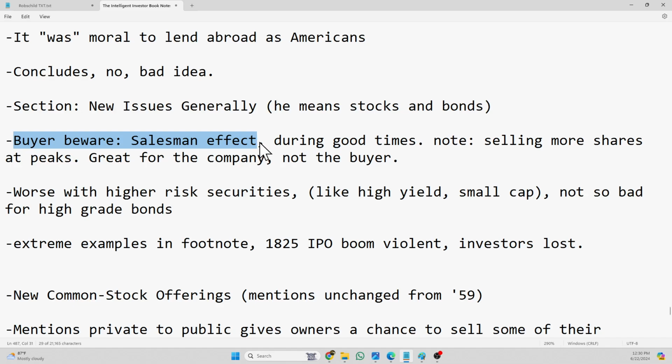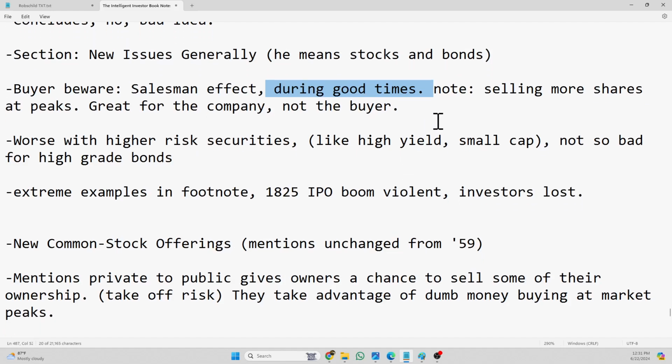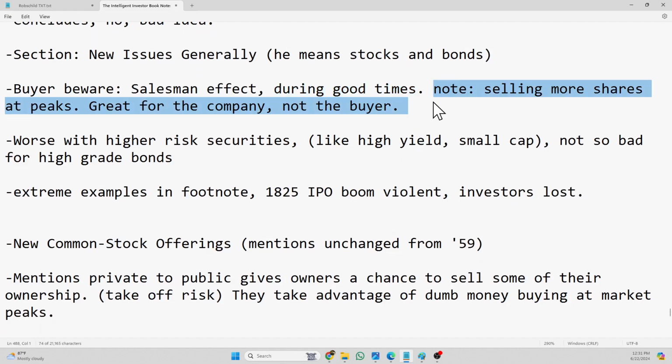People get all excited. You see it on the news, Reddit's selling stock now, and then everybody buys it. He says buyer beware, especially in good times. If the stock market's at an all-time high, like it is today, people think, oh yeah, I want to own Reddit, that sounds like a great idea. Graham would highly advise against that. So note, companies sell more shares at the peak. When stocks are up and everybody's trying to get the next hot thing, everything's already expensive, so people think, I'll get this instead. Not a good idea.